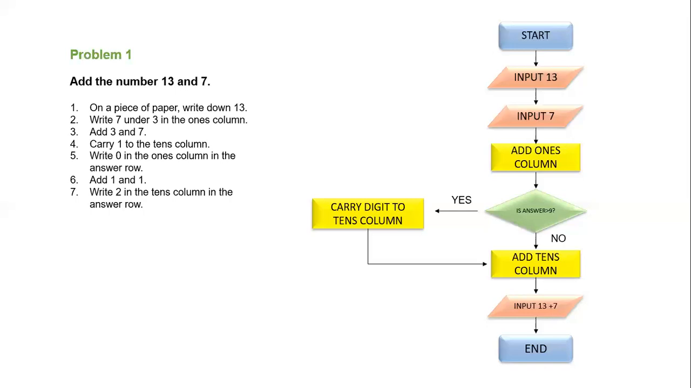If the answer is greater than 9, it goes on yes: carry digit to the tens column. Yes, of course, only then do we need to carry a digit to the tens column. And again, it adds, and afterwards we add the tens column. Then the output will be 13 plus 7, which is 20, and then end.